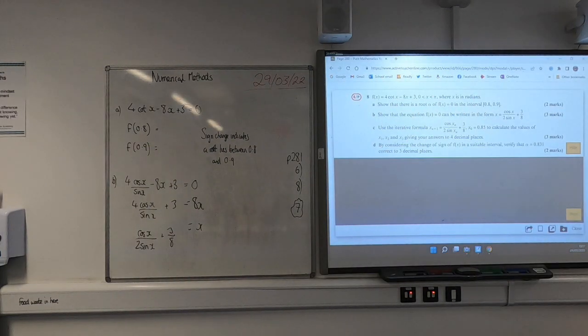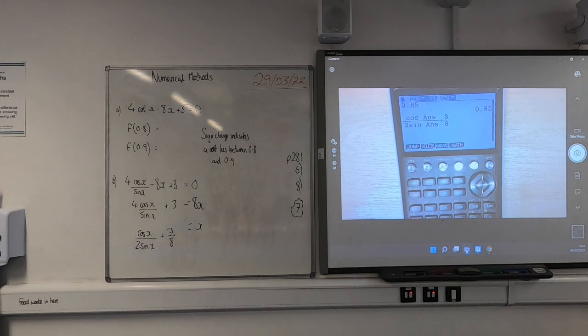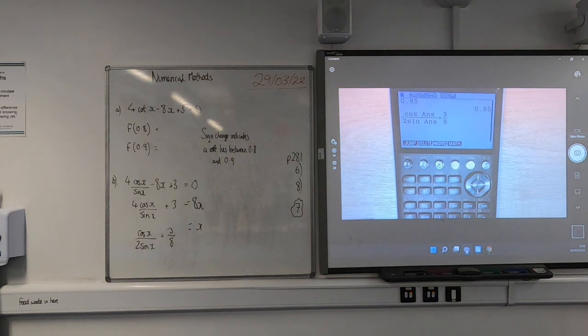We then start with 0.85. That makes sense because we know there's a root between 0.8 and 0.9. So I've done 0.8, so let's see what happens here. So that's x1, x2, x3. Are we asked to go on further? No, but this time we're asked for 4 decimal places, aren't we? That's all we're expected to do. I'm intrigued, so I'm going to keep going, see what happens.